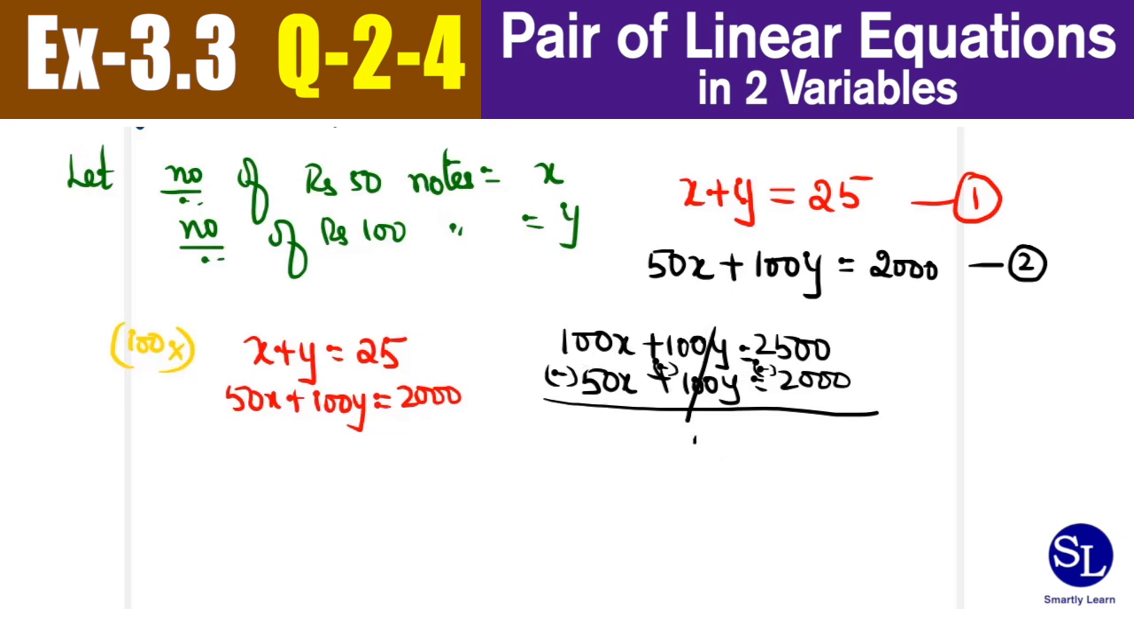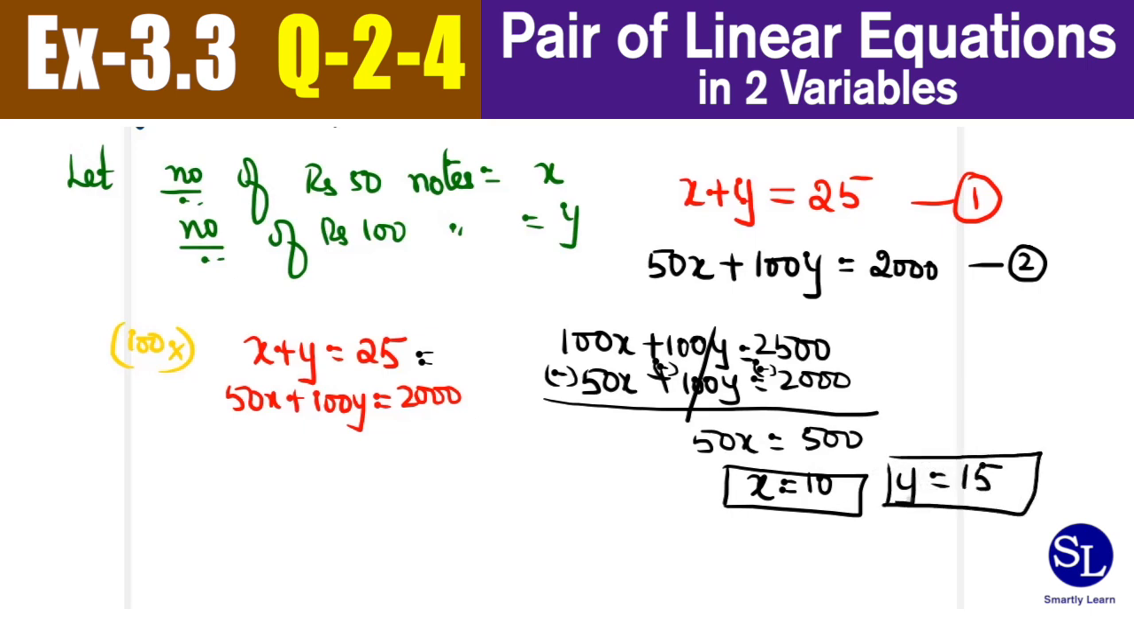100x minus 50x is 50x, is equal to 2500 minus 2000, which is just 500. So which means x is equal to 500 divided by 50, which is 10. So the value of x is equal to 10. You can find out the value of y from the first equation. So y is equal to 15.